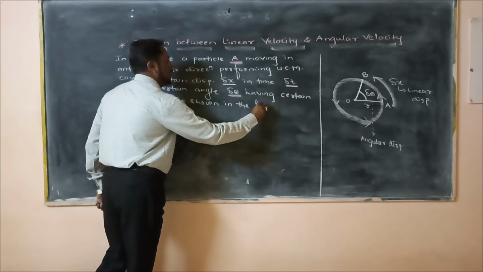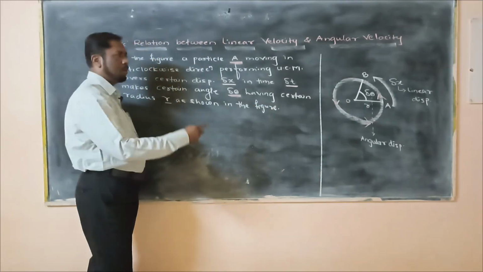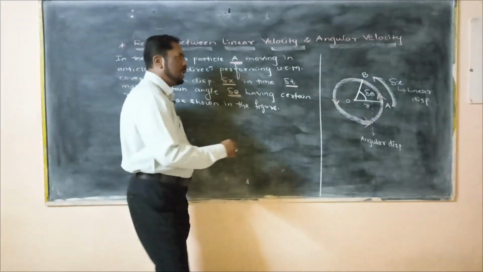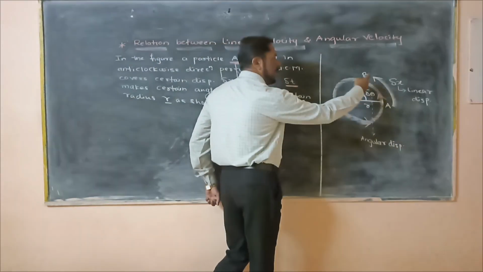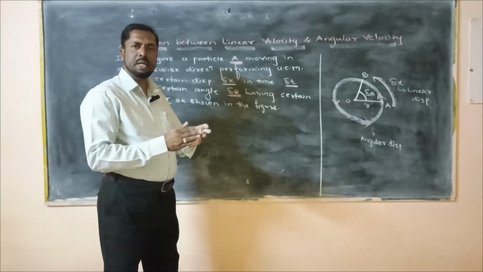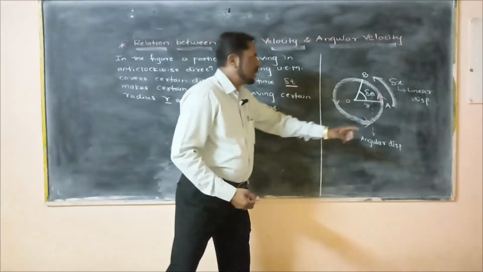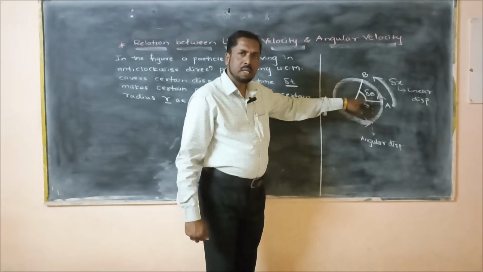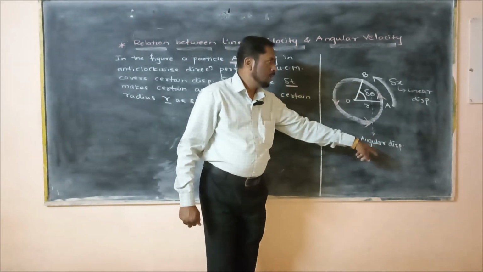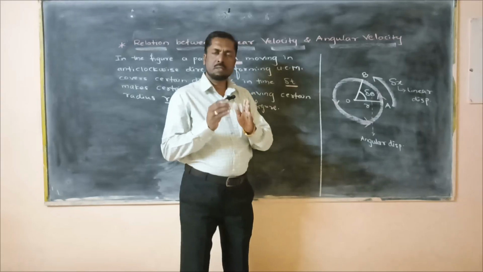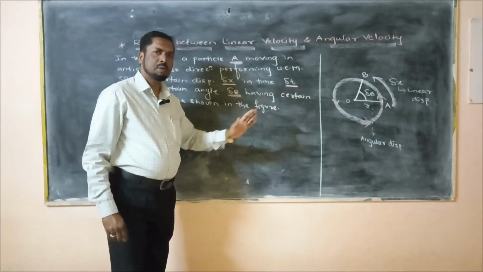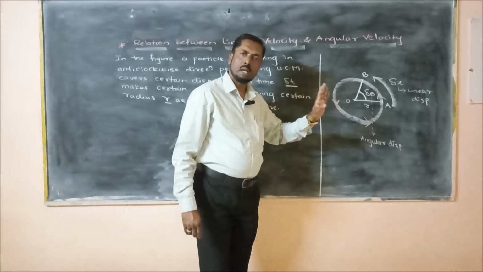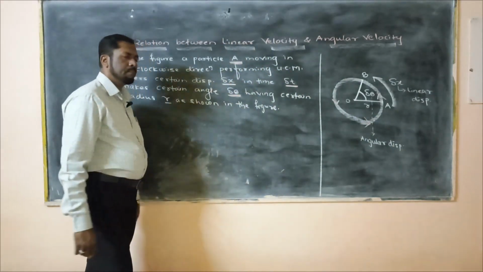In various ways we can explain the paragraph from the diagram. What is shown in the diagram? In the figure, there is a particle A moving in anti-clockwise direction from point A to point B, covering a certain displacement delta x called linear displacement. It makes a certain angle theta called angular displacement. To move from A to B, it requires a certain time represented by delta t. O is the center, r is the radius, as shown in the figure.